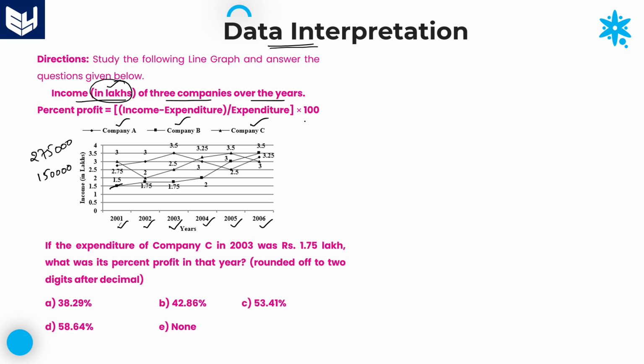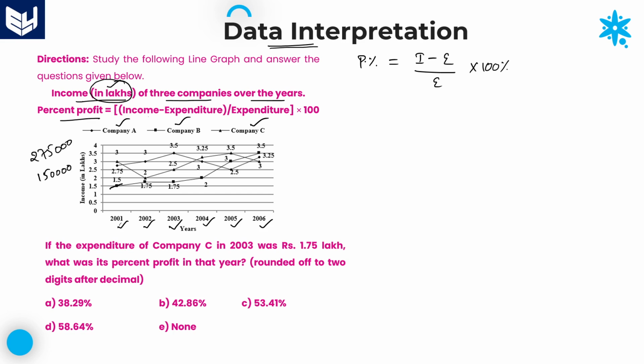One more formula is also provided in this graph. That is, profit percentage is equal to income minus expenditure divided by expenditure into 100. That is the formula for profit percentage. How can you calculate profit percentage? By using income and expenditure. Here income values are given. If you know the expenditure or else the profit percentage, it is very easy to calculate the third variable. Profit percentage is nothing but income minus expenditure divided by expenditure into 100 percentage.